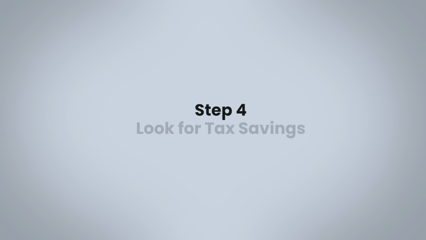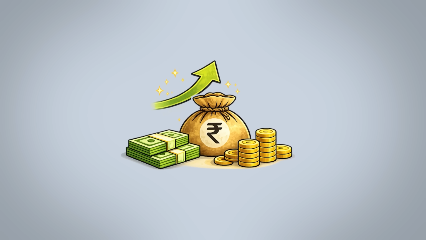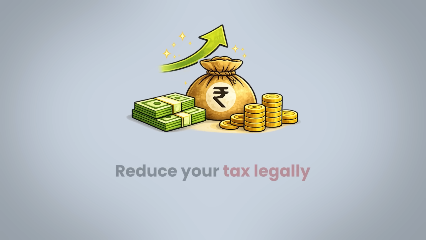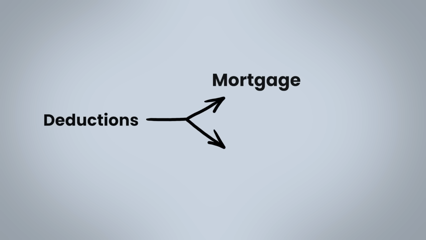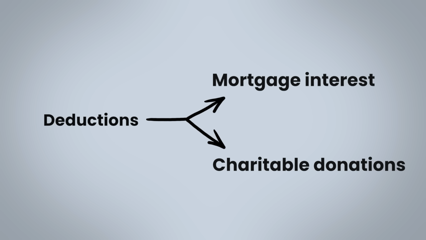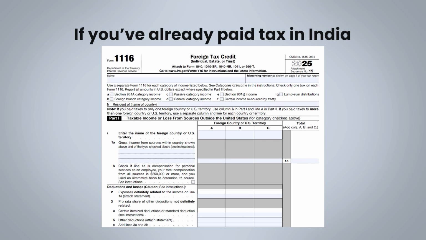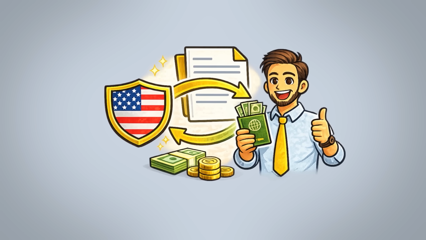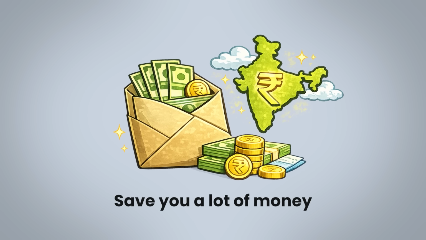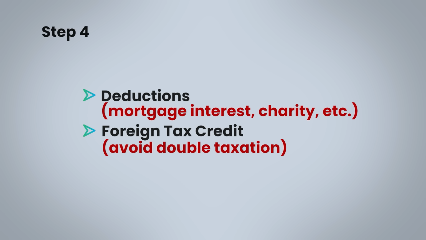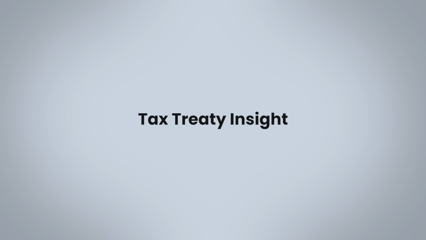Step 4, look for tax savings. Once your income is clear, the next step is to reduce your tax legally. You might be eligible for deductions like mortgage interest or charitable donations. And more importantly, if you've already paid tax in India, you may be able to claim the foreign tax credit so you're not taxed twice. This is one area where a little awareness can save you a lot of money. So step 4, deductions, foreign tax credit, tax treaty insight.